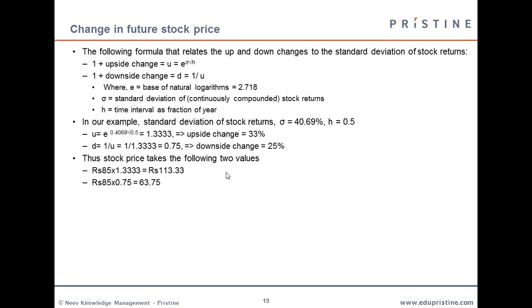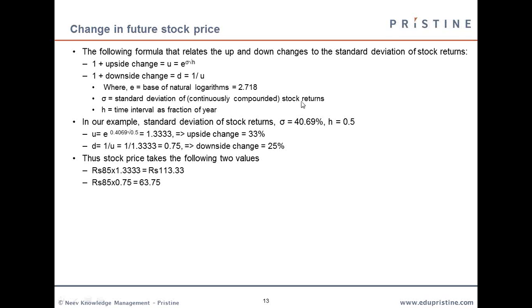So now we'll have a look at the change in future stock price, how it affects it. Here, as I said, the U and D values can be calculated if they are given in the question, well and good, or in case they are not given, there is a standard formula to calculate them. U can be calculated by using e power sigma root h, where h is the time duration, sigma is the standard deviation of the continuously compounded stock returns.